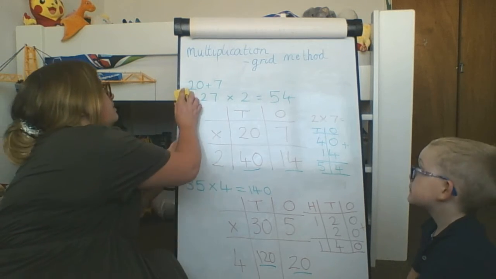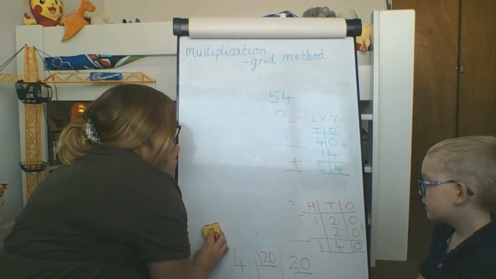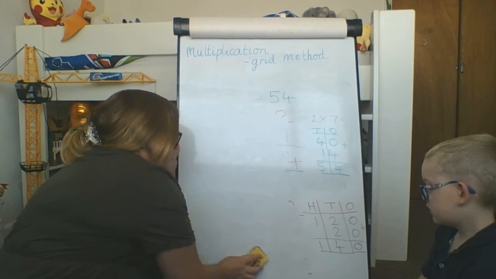Okay, let's rub these off and then we'll do 2 more examples. And then the children can go and have a go at home with their grown-ups. Okay?